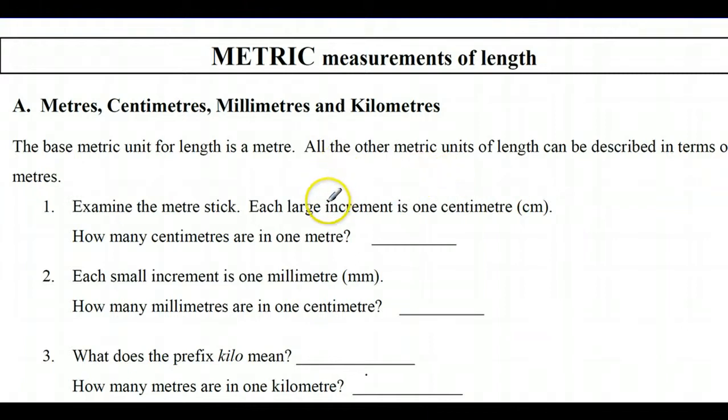If you take a look at a meter stick, each large increment is 1 centimeter. How many centimeters are in 1 meter? You'll have to supply your own meter stick here. Each small increment is 1 millimeter. How many millimeters are in 1 centimeter?